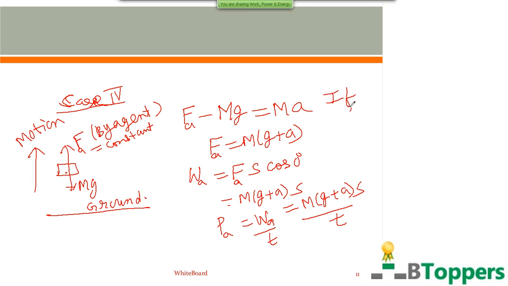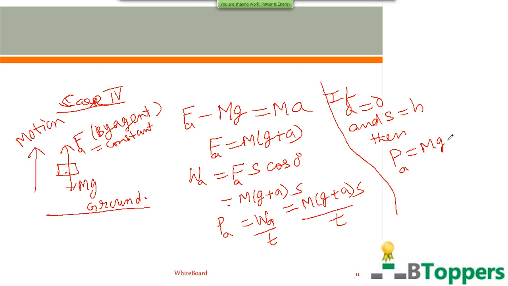Suppose the body moves with uniform velocity or with negligible acceleration and rises through a vertical height h, then we can write the average power delivered as equal to mgh by t. So I will continue my discussion in my next class.